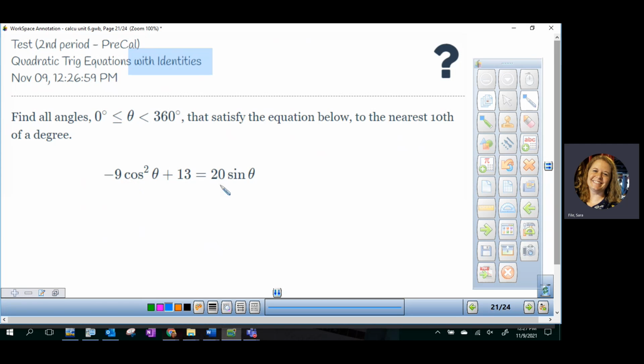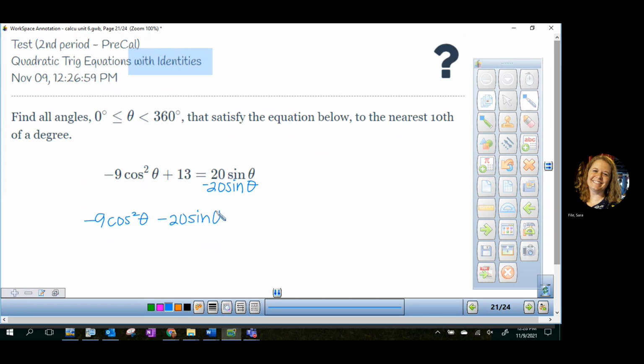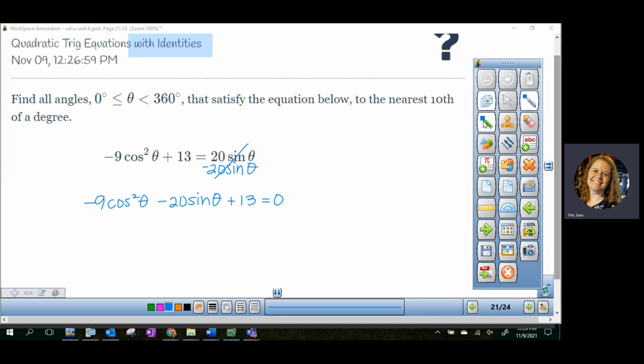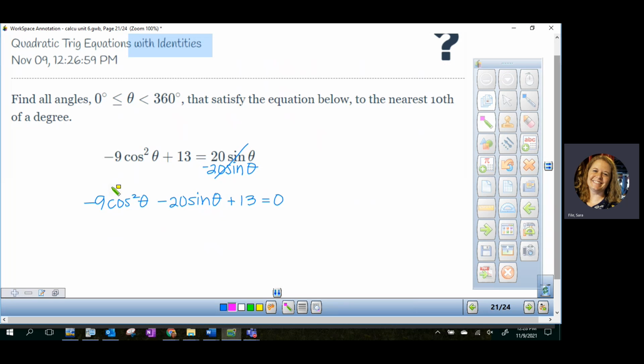Okay, so when you have multiple trig functions, you have to get everything to one side. I'm going to subtract the 20 sine theta over to the other side. So it's going to be minus 20 sine theta plus 13. Now it's going to equal 0 because I moved that over to the other side. Here is where we have to use that trig ID because I have two different trig functions. I have cosine and I have sine. I can't factor with two different trig functions there. So I'm going to have to replace this.